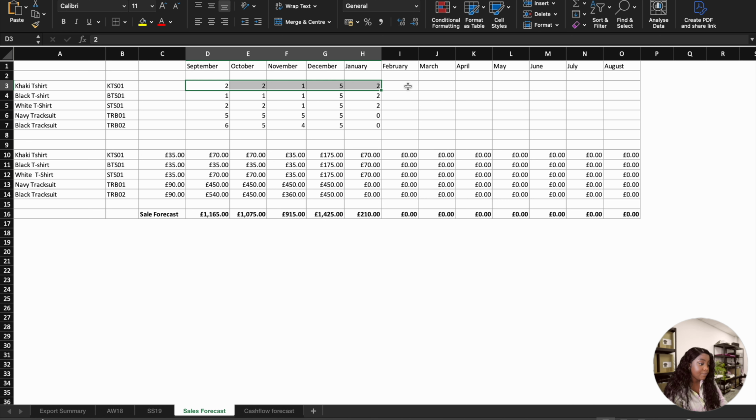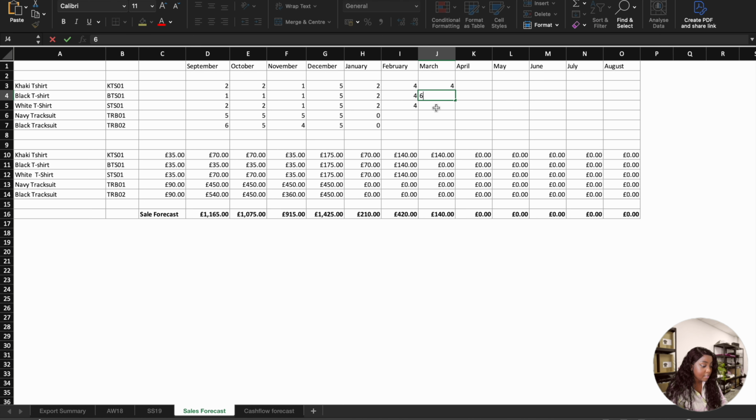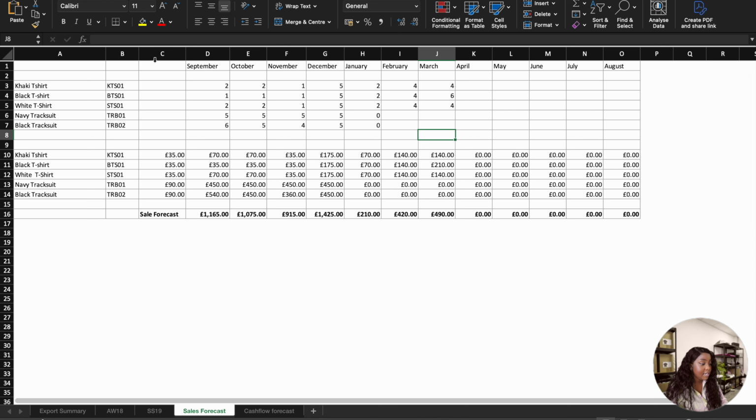I've got 8 left, so I'm just gonna pop 4 here. Again, I've got 10, pop 4 there, and I've got 12, and I'm gonna pop 4 there. The final 4 will be sold in March, then 6, then 4. So this should total to 60. And that's basically all my stock sold by March, trying to keep it quite realistic.